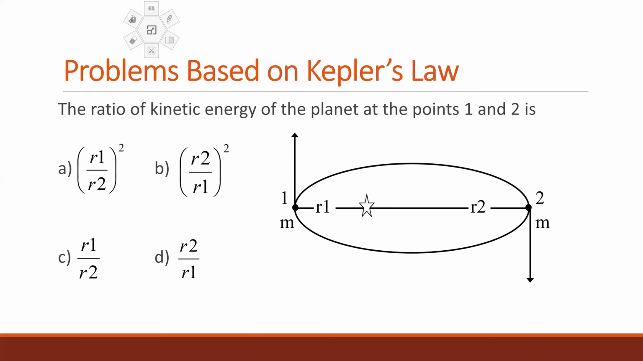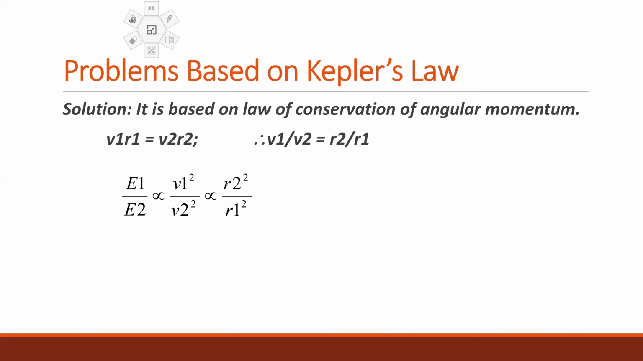For that, I'm using V1 R1 equal to V2 R2. How is it? It is based on the law of conservation of angular momentum. Of course, mass gets cancelled. Let me modify this equation. It is V1 by V2 equal to R2 divided by R1. Yes, it is V1 by V2 equal to R2 by R1.